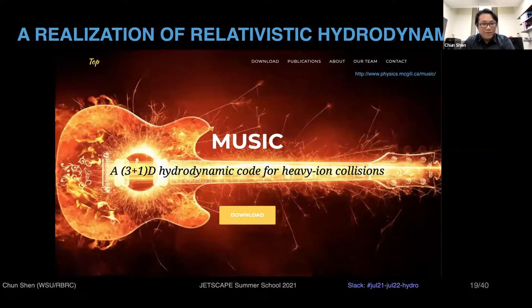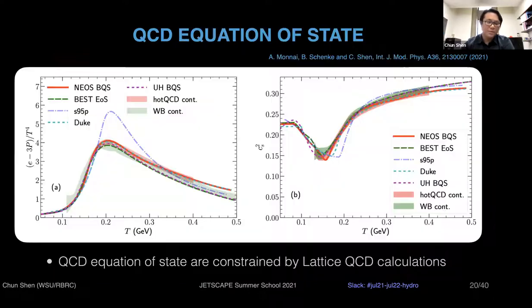One of the numerical realizations of such relativistic hydrodynamics is the model that I have been working with. It's called MUSIC, and it was first developed in the McGill group. This is the website that officially hosts the code. It's a hydrodynamic code package to do 3+1D simulations for heavy ion collisions in the strongly coupled phase. Today we're mainly doing some exercises with this code, and you will see how to use it to learn a little about the collective dynamics in the system.